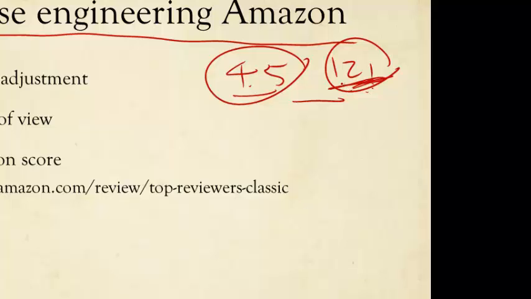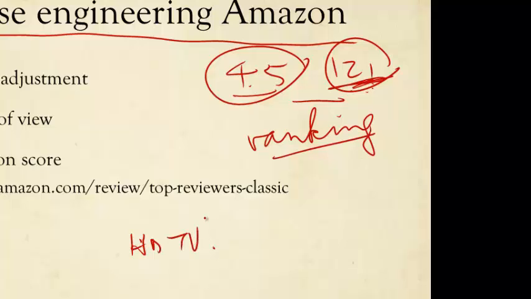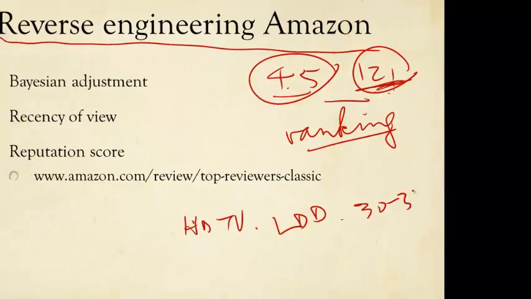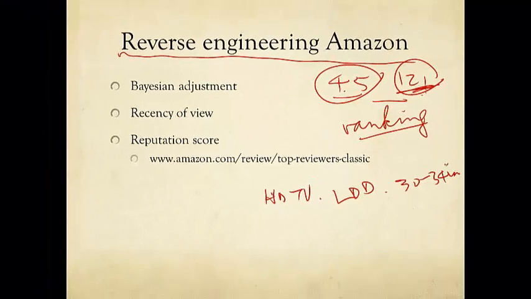Now Amazon also gives you a ranking, not just the rating, but also ranking of, say, similar product. Let's say HD TV, LCD TV, 30 to 34 inches. Okay, if you go there, as we did a few weeks ago in 2012, you see that it gives you a ranking of, say, top 20 TV products.